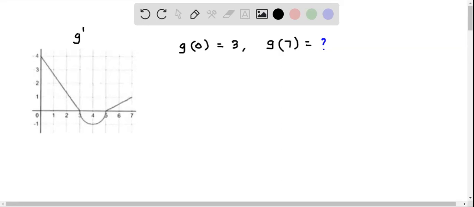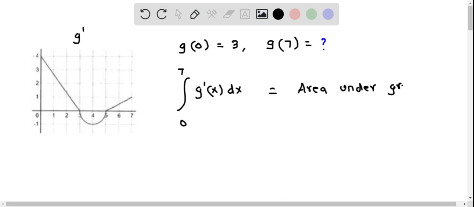We now determine g of 7 using the graph of the derivative function, that is g prime. So first I'm going to write down the definite integral of g prime of x dx, from 0 to 7, and this basically equals the area under the graph of g prime of x.